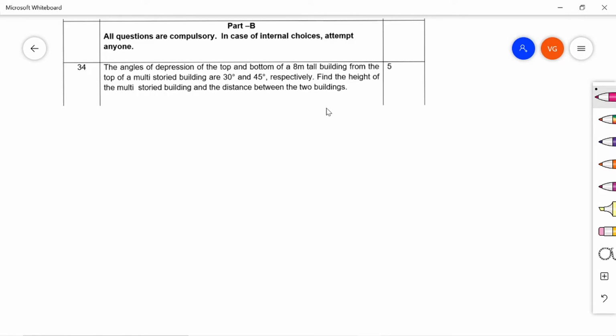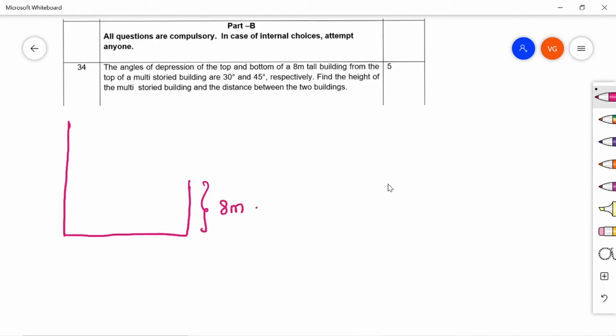So draw the picture carefully after reading the question twice. They are telling there is a building of 8-meter tall and there is a multi-storied building, which is taller than this 8-meter building. From there they are looking to the top and bottom of the building. So they have given the angles of depression there. So let us draw. Consider this is the multi-storied building. Now at some distance we have an 8-meter tall building.